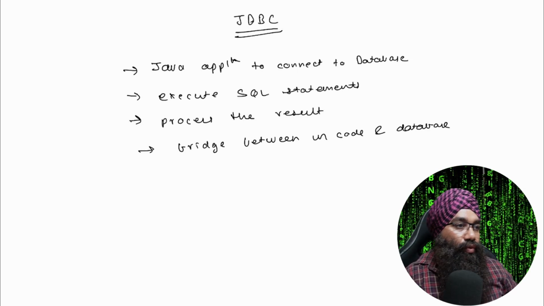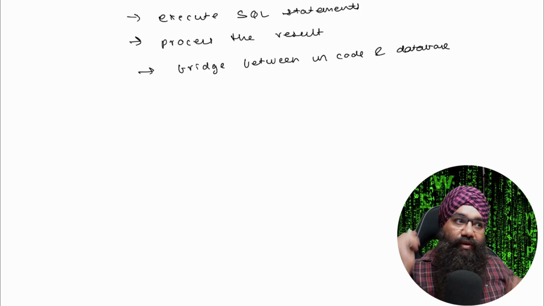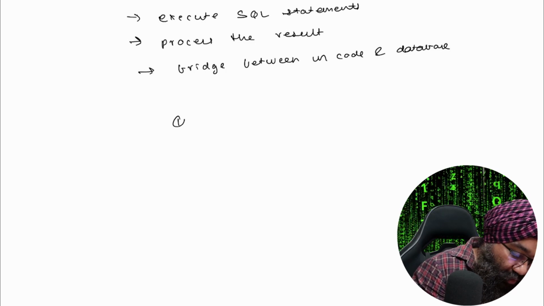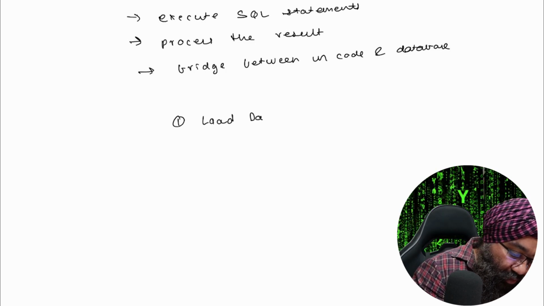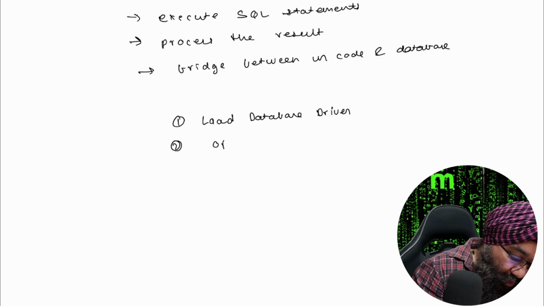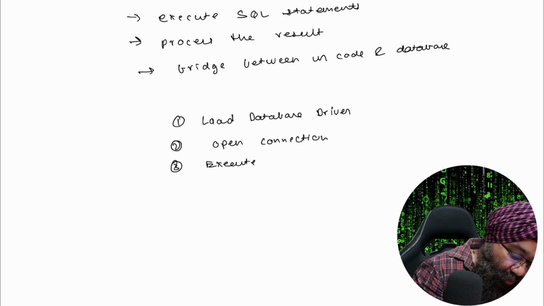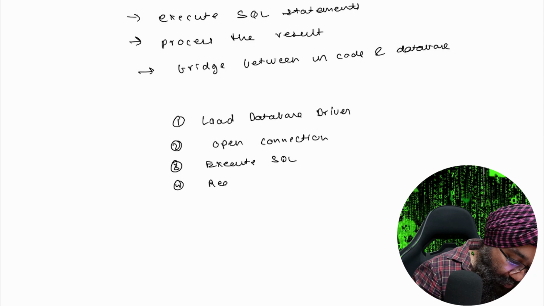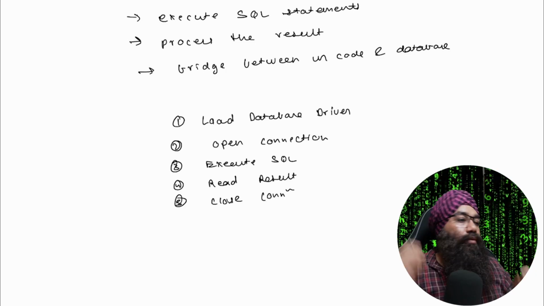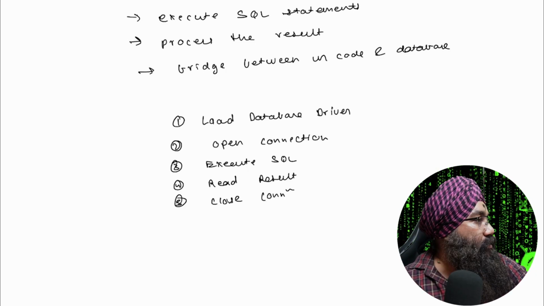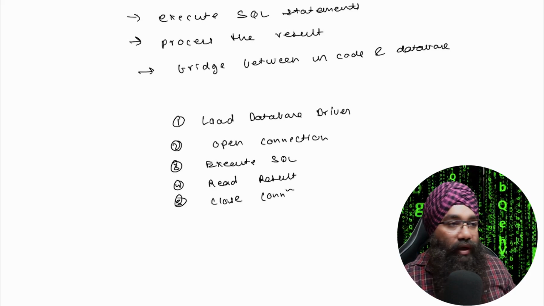Whenever you want to use the JDBC API, first of all, you need to load the database driver, then open a connection, then execute SQL, then read the result, and then close the connection. Okay, so let's learn more about this with the help of a code example.